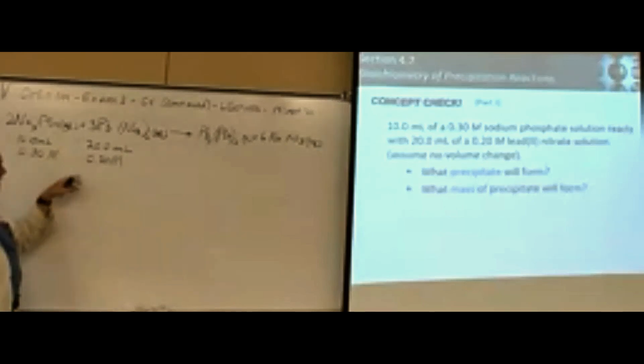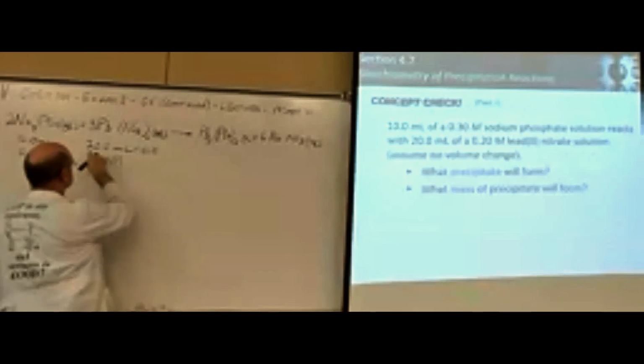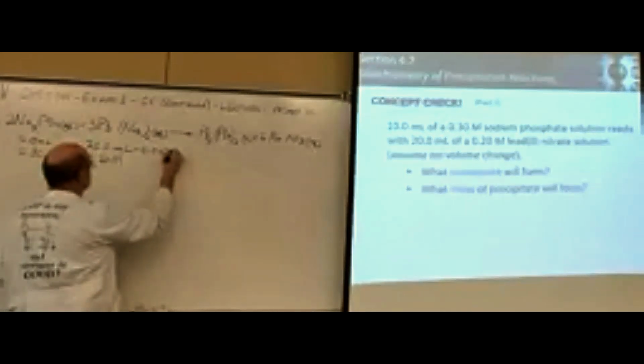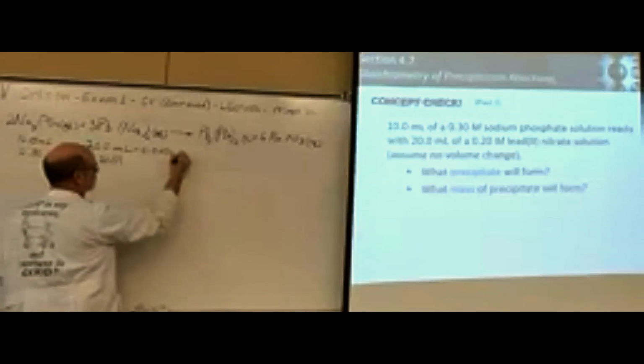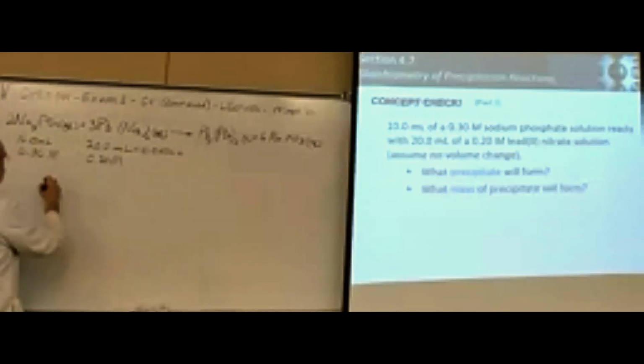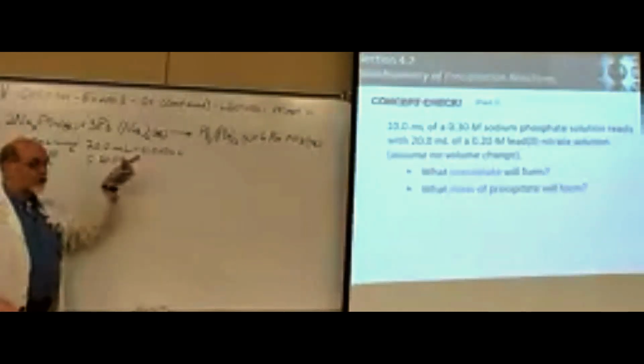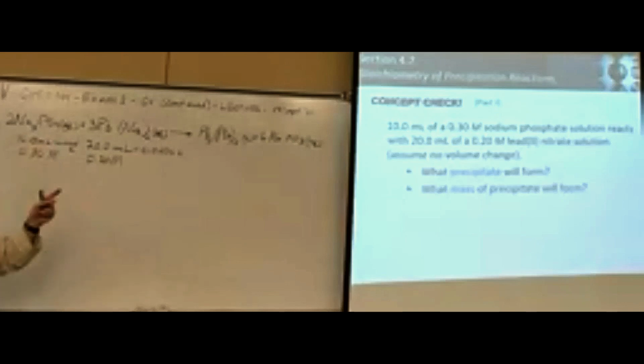So let's change that to liters, which would be what? 0.020 liters. And this one is what? 0.0100 liters. Is that right? 1, 2, 3. Yep. Okay. Now, remember, you can't go anywhere in a balanced equation unless you're in moles.